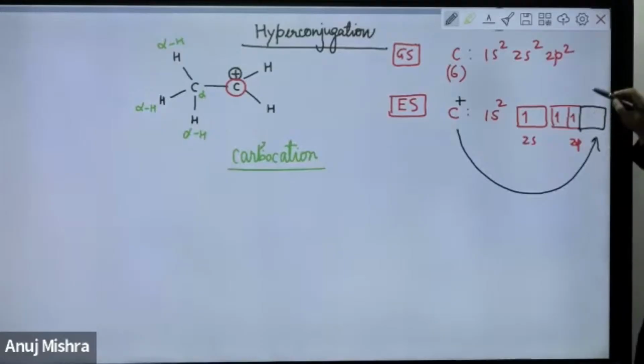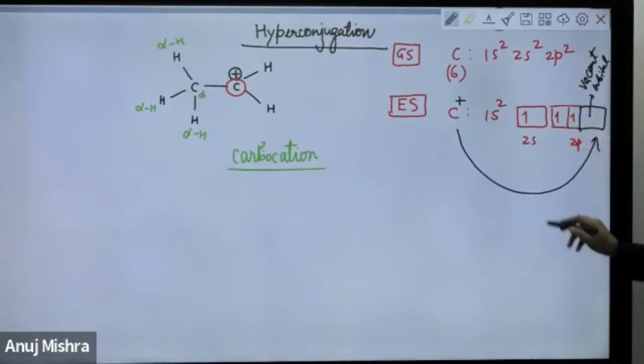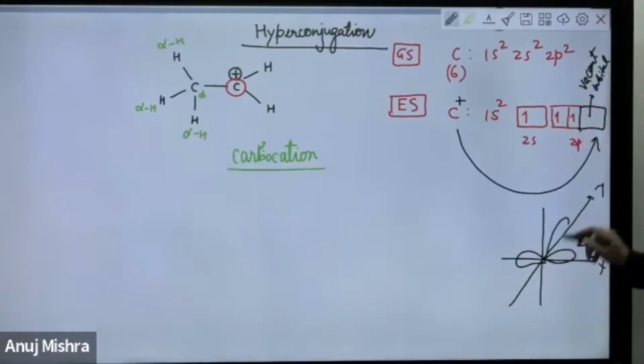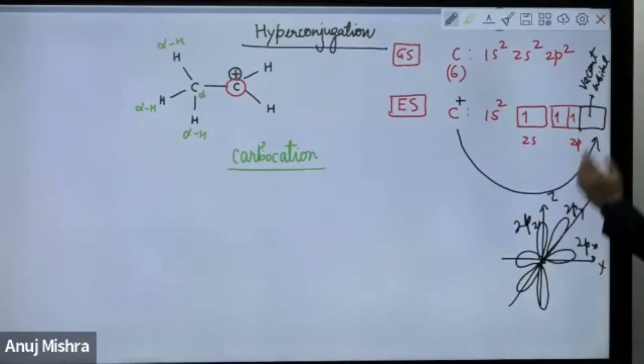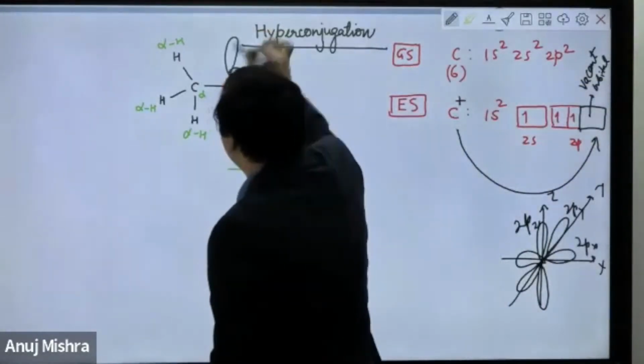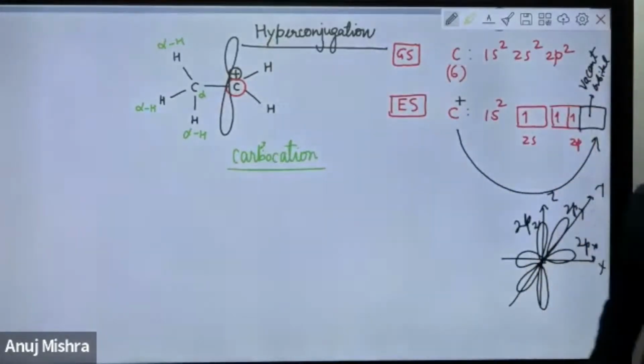Can I say this is indicating a vacant orbital? This is indicating a vacant orbital. Which orbital are we talking about? 2p. Now 2p can be x-axis, 2px, y-axis, 2py, z-axis, 2pz. Now, let's say I consider that one of the orbitals is vacant. It can be in any direction up to your choice. I can draw it like this. It's a vacant orbital.